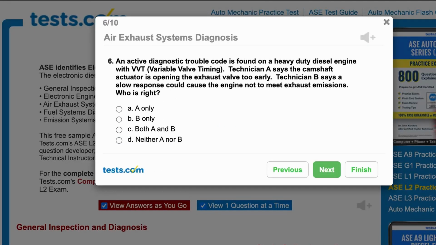Question 6. An active diagnostic trouble code is found on a heavy-duty diesel engine with a VVT, or variable valve timing. Technician A says the camshaft actuator is opening the exhaust valve too early. Technician B says a slow response could cause the engine not to meet exhaust emissions. Who is right? A only, B only, C, both A and B, D, neither A nor B.